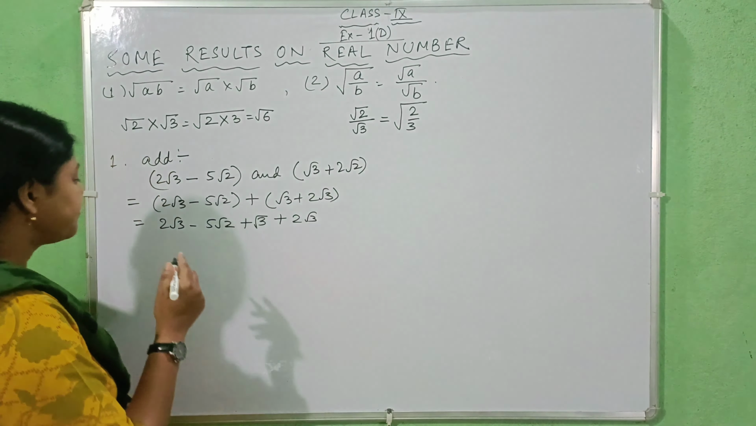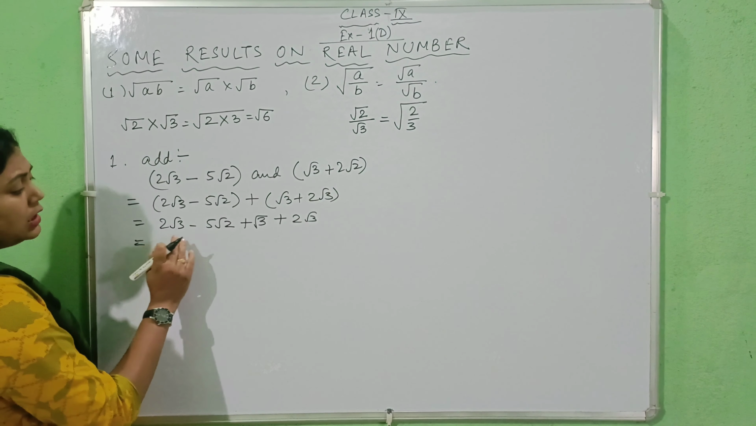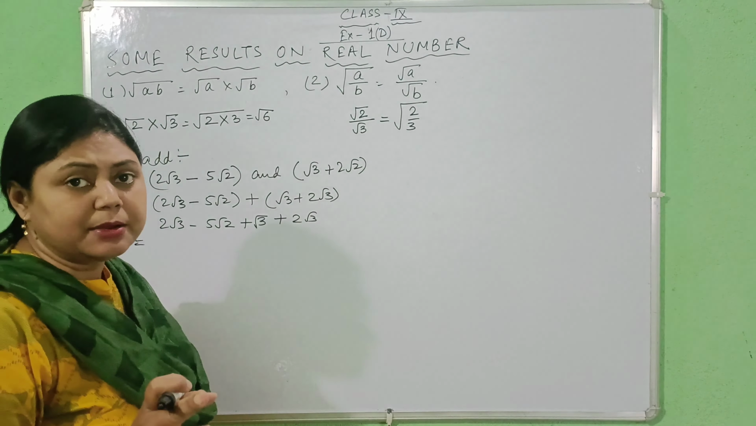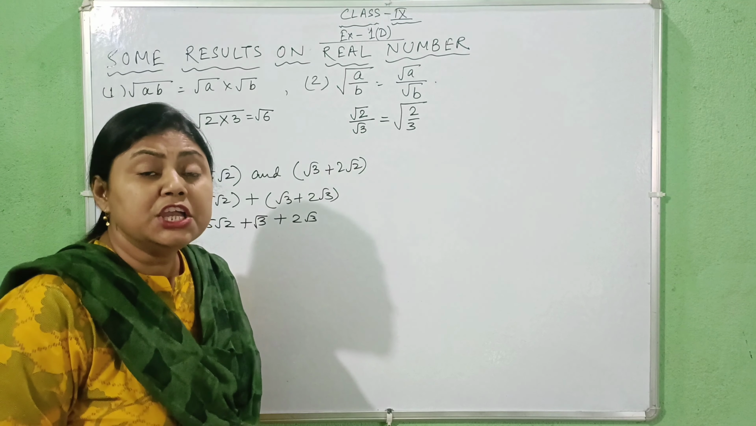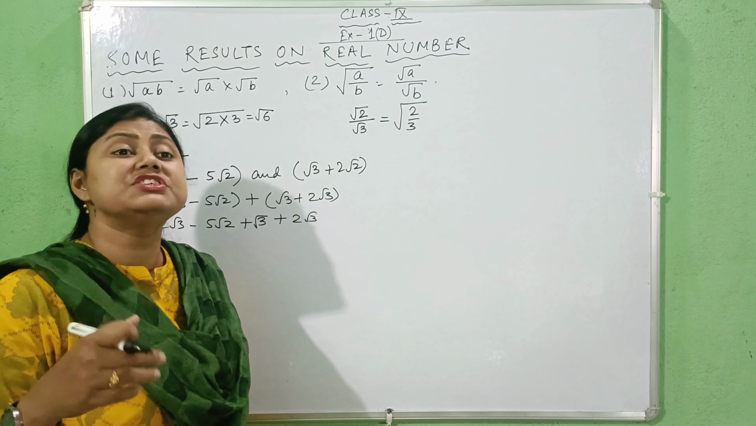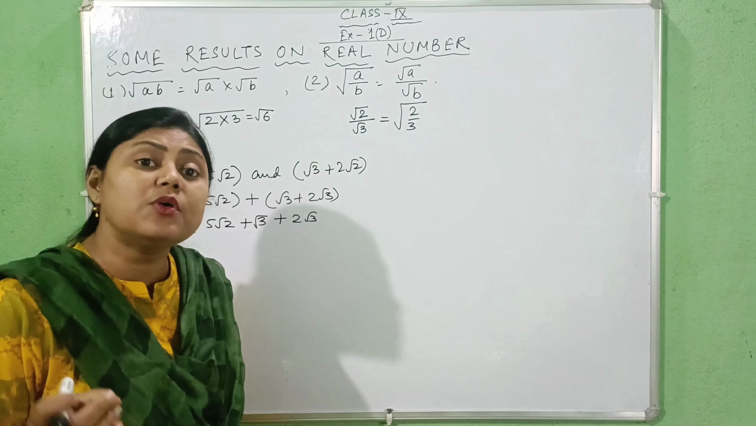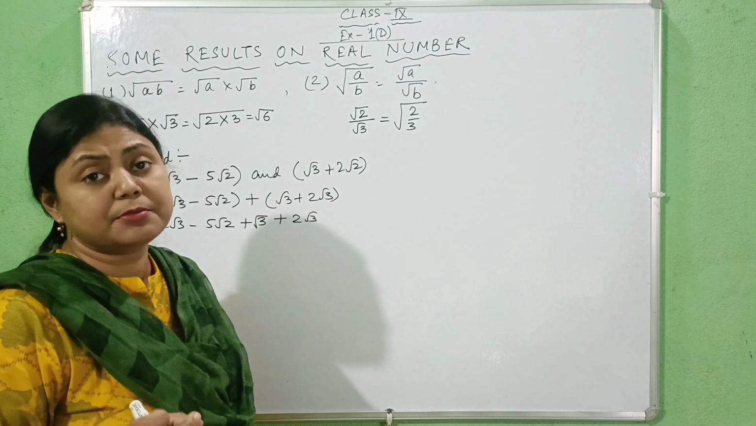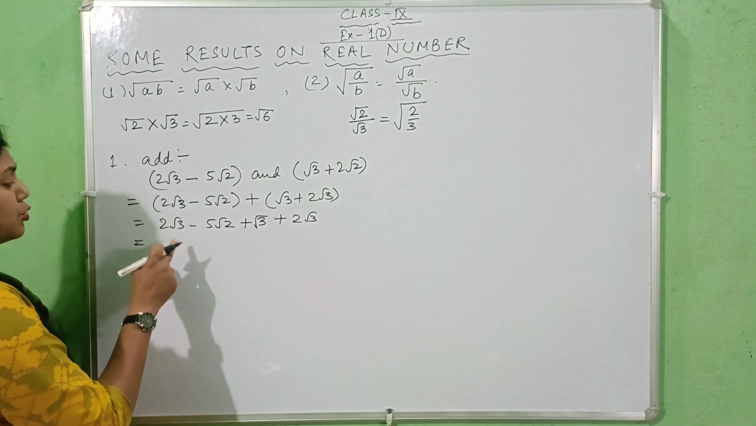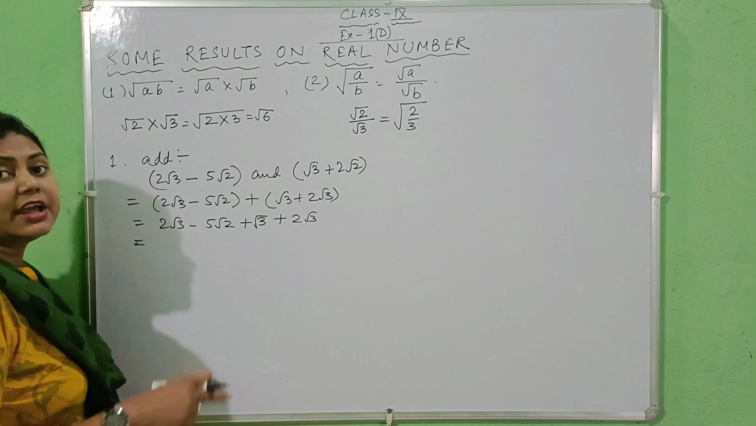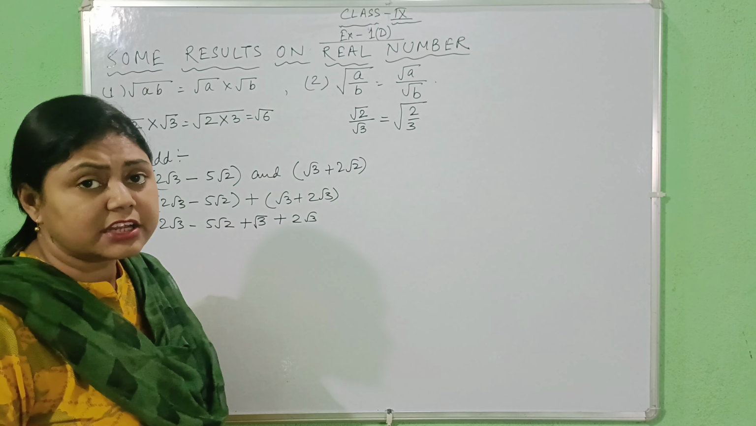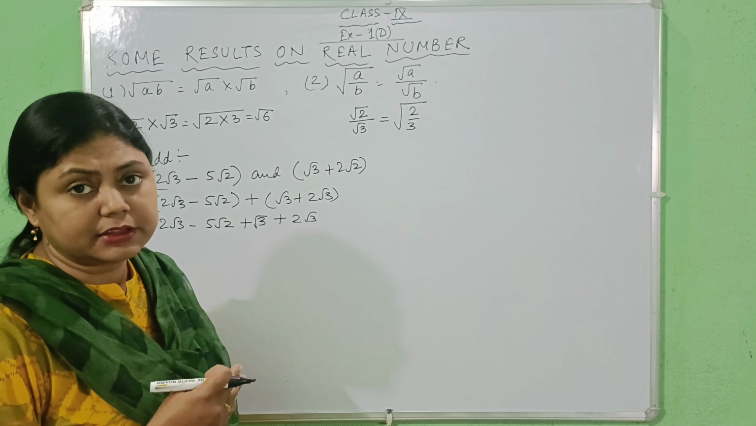Right? Now, when all the terms carry an irrational number, then what to do? You need to find out which terms are carrying equal irrational numbers, like root 2 and root 3. The terms carrying equal irrational numbers you have to separate out.